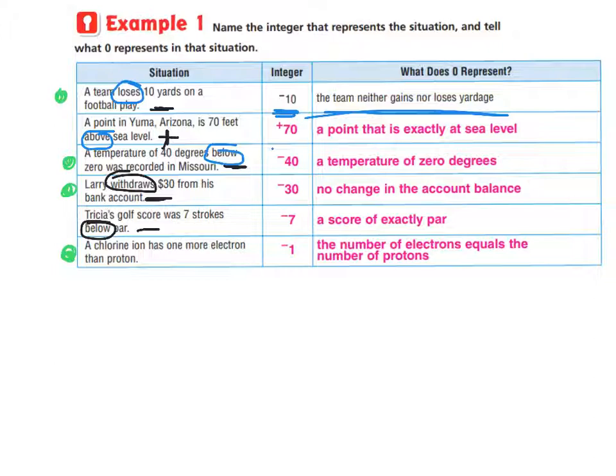And a chlorine ion has one more electron than proton. Electrons are negative and protons are positive, and so that's why it would be negative 1, because it has one more electron. And if the protons and electrons were equal, that's what 0 would represent. Let me show you a little picture.